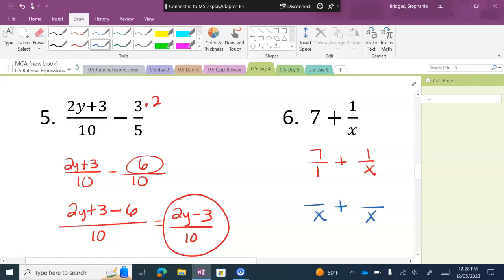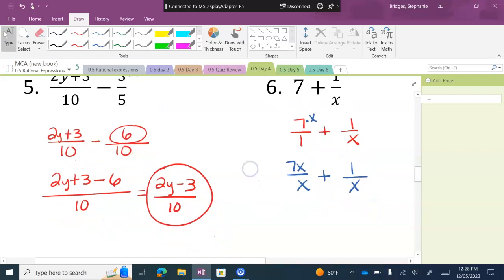First fraction. What do I multiply 1 by to turn it to x? X. So I have to do that at the top as well. So what is 7 times x? 7x. Okay. Does the second fraction change? No. So right now I have 7x over x plus 1 over x. And so I need to actually add those together. The first numerator, 7x, plus the second numerator of 1 over x.